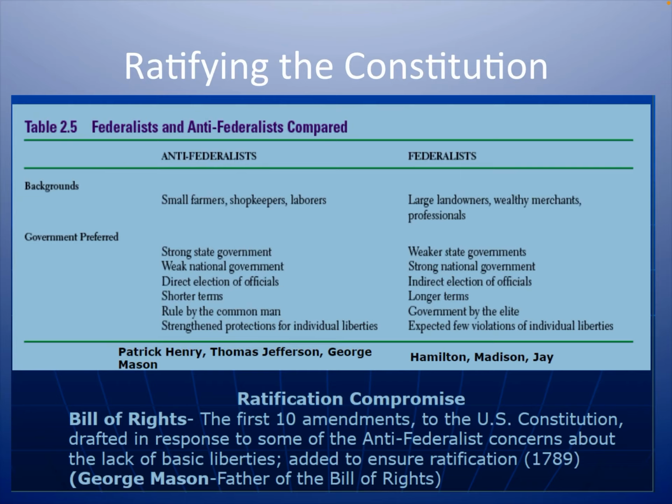So the compromise they come to is to put together 10 amendments to the Constitution that would help to establish some individual liberties. And this will be known as the Bill of Rights. George Mason is often referred to as the father of the Bill of Rights because he will be one of the major advocates for it.